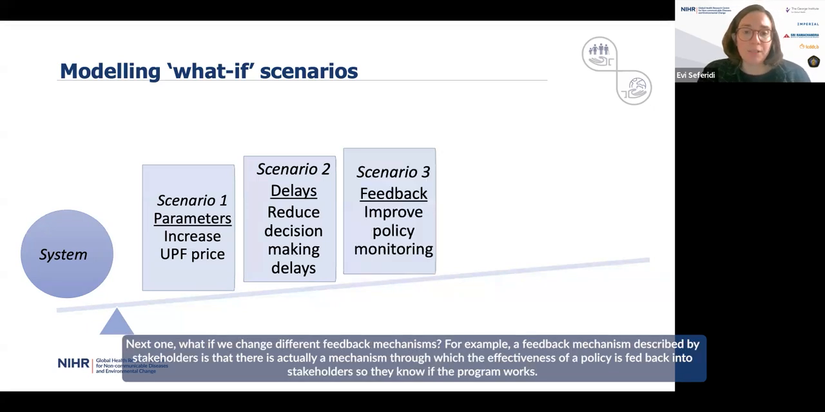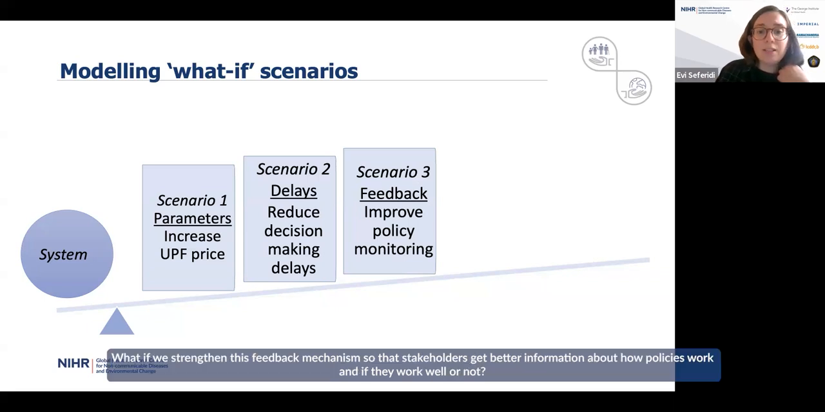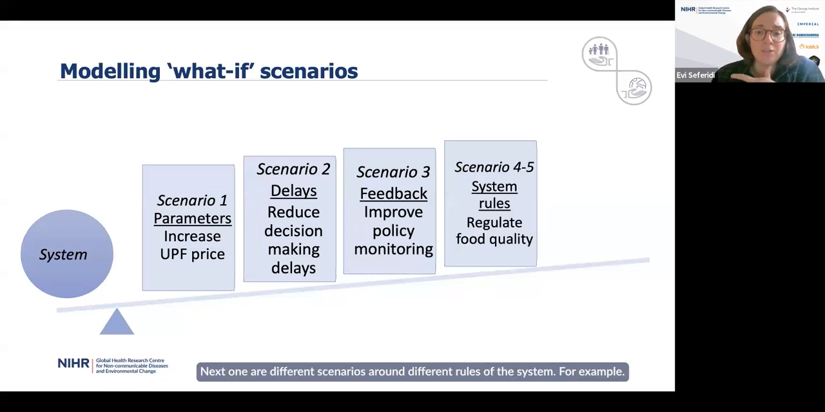Next one, what if we change different feedback mechanisms? For example, a feedback mechanism described by stakeholders is that there is actually a mechanism through which the effectiveness of a policy is fed back into stakeholders, so they know if the program works and they further support it, or maybe they want to stop it if it doesn't work. What if we strengthen this feedback mechanism so that stakeholders get better information about how policies work and if they work well or not? Next one are different scenarios around different rules of the system.